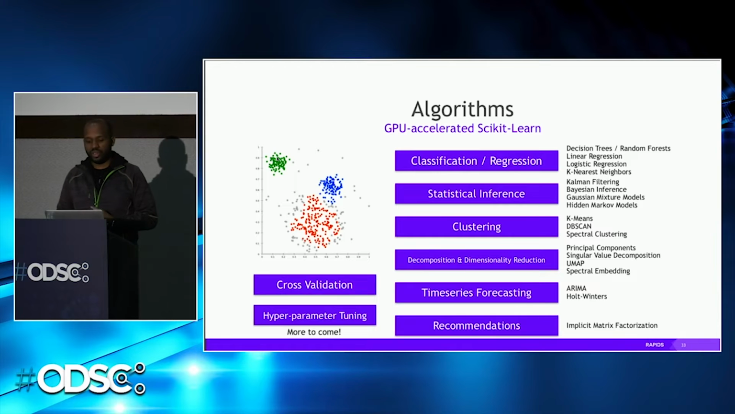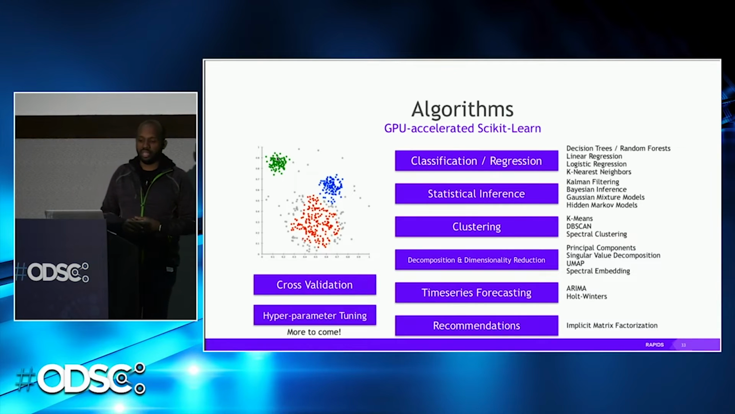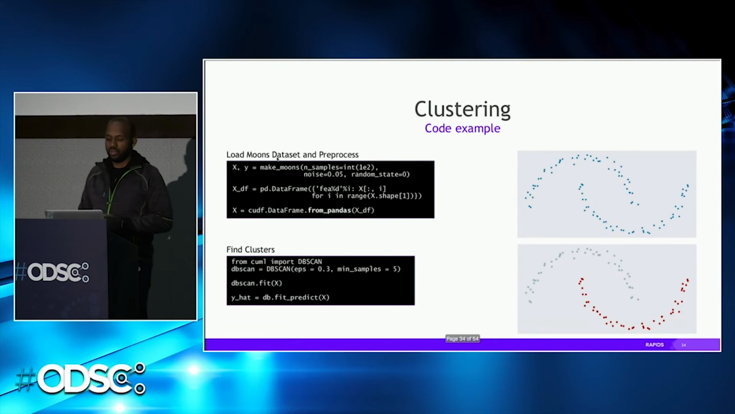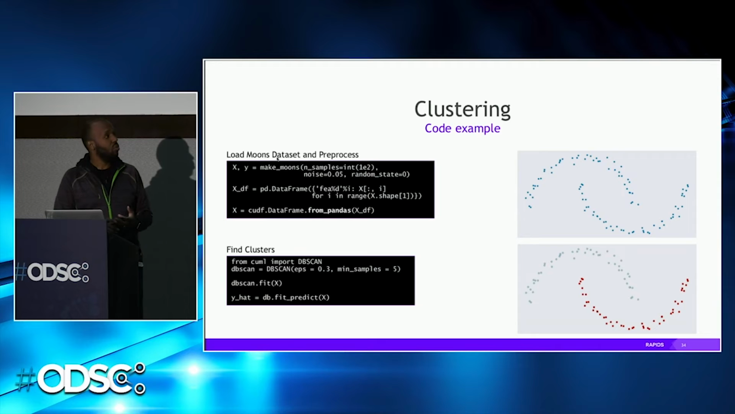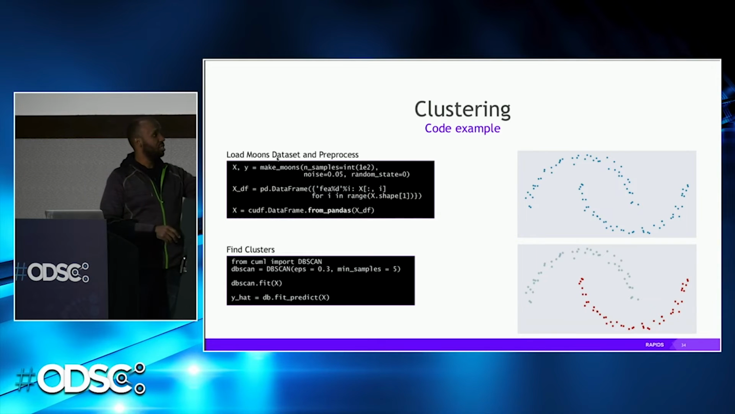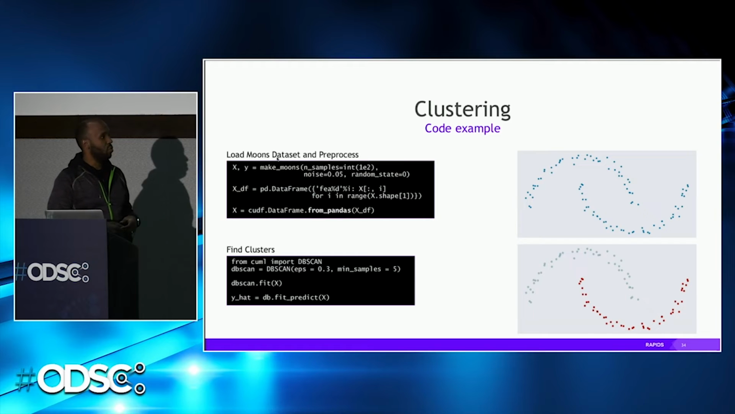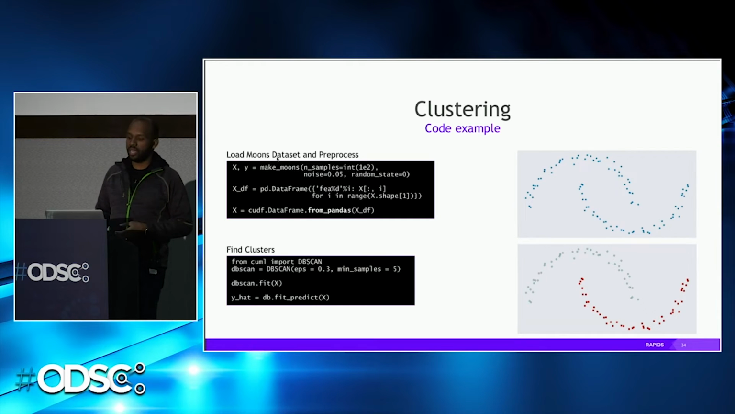We have a bunch of different functions and different ways of doing hyperparameter tuning and cross-validation, and there's a lot more to come. But I just want to give an example of what it looks like. This is doing clustering with DBSCAN. We just, from cuML, import DBSCAN, then DBSCAN.fit. It's the Scikit-Learn API.